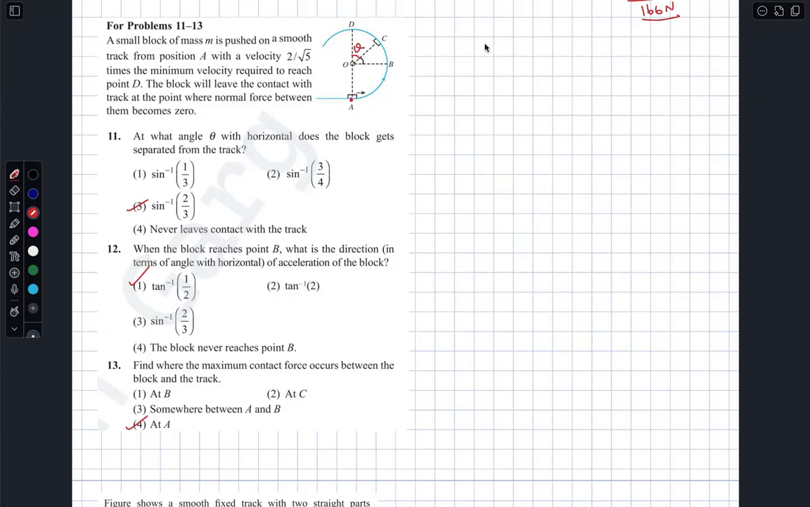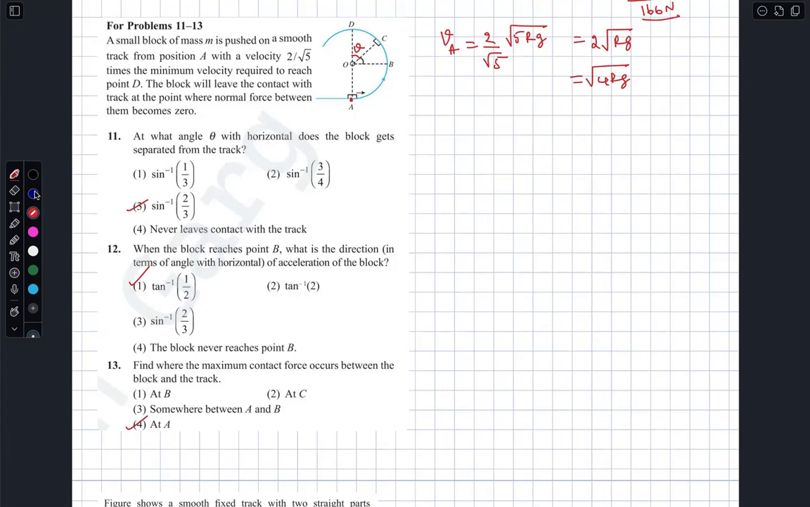Okay, you know what they have given? The velocity at A is 2 by root 5 times root 5 RG, which means 2 root RG, which means root 4 RG. But it is greater than root 2 RG, so it will cross the horizontal position, but it is less than root 5 RG. So it will lose contact somewhere between D and B.